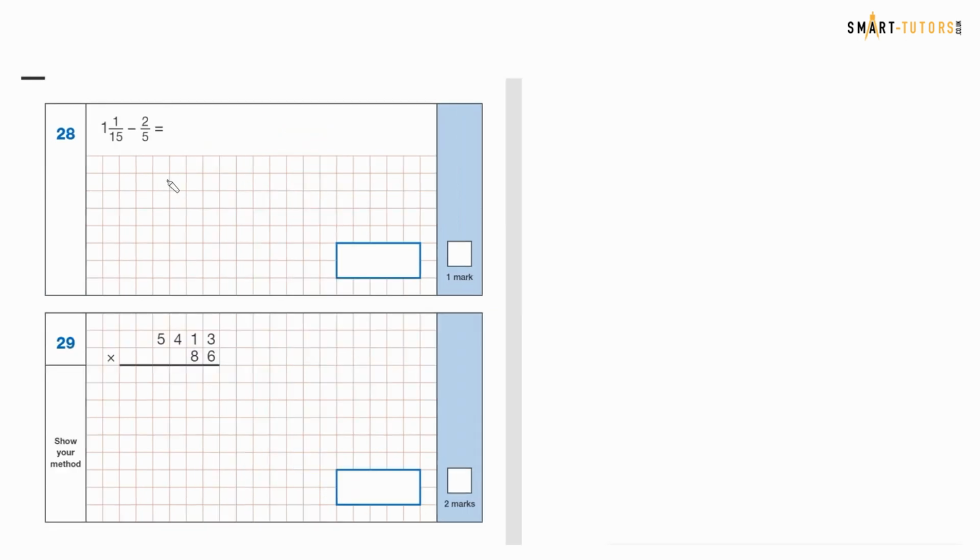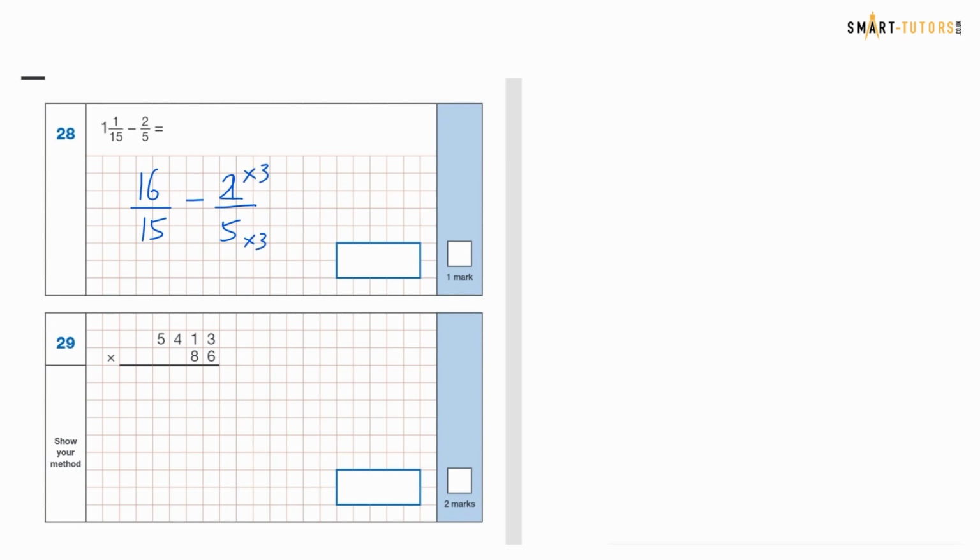Question number 28. 1 and 1/15th minus 2/5. So this is a fraction question, and this is a mixed number take away a normal fraction. So you change the mixed fraction into an improper fraction. So 1 times 15, which is 15, add 1 is 16, so it's 16 over 15. And then take away 2/5, and the common denominator is 15.